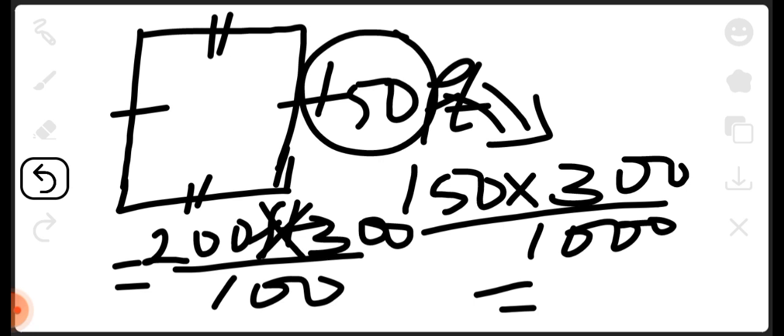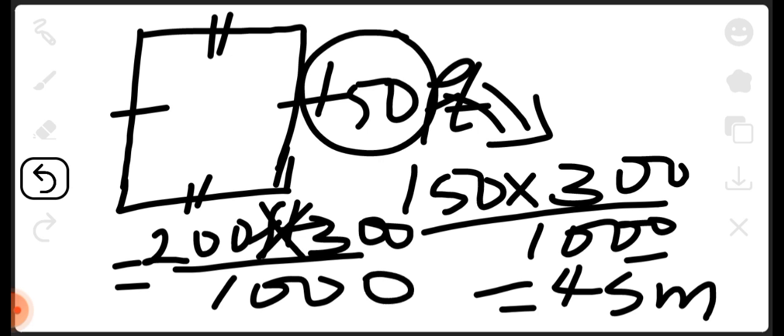So let's try it now to see what we are going to have. The first one, 150 times 300 divided by 1000. That is giving me 45,000, so that will be 45 meters. Then what about this other one, 200 times 300 divided by 1000? That's giving me 60, so that will give us 60 meters. It is as simple as that.